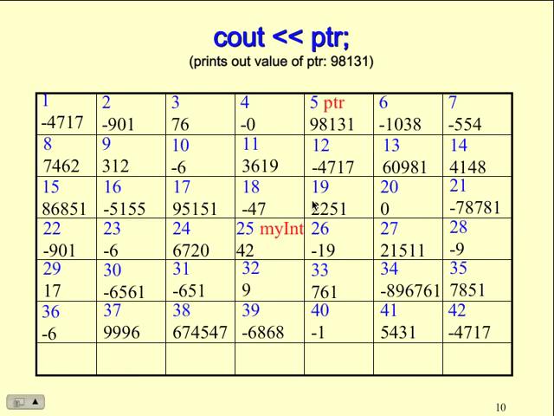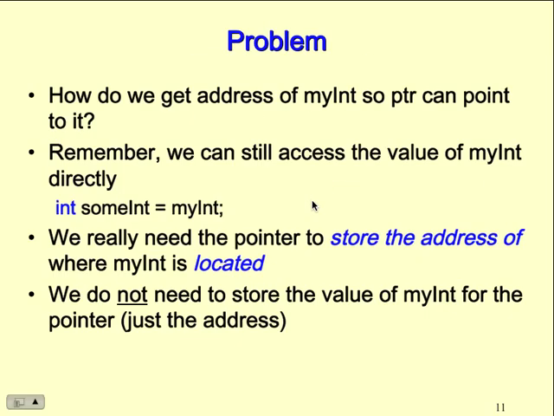But the purpose of the pointer is not really to store value. It's to store a memory address. So how do we get the address of my integer so that the pointer can point to it? What we're going to accomplish eventually is two variables that are both pointing to the same memory address. Remember that you can still access the value of my integer directly. So you can say some integer equals my integer, and copy the value, use it. We can still use the original integer that we created, even though we're going to use it with this pointer.